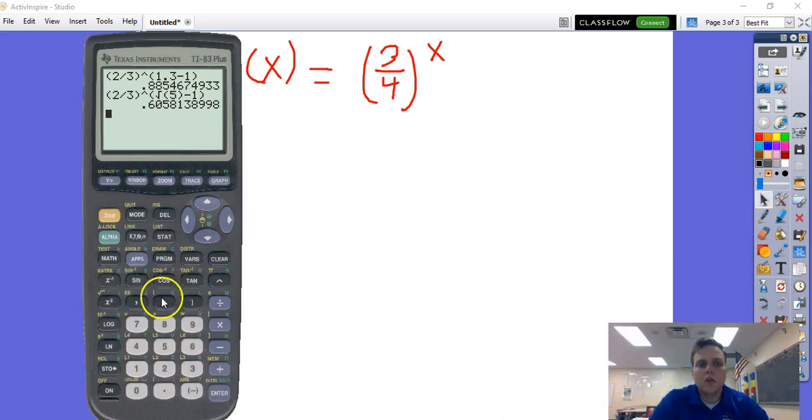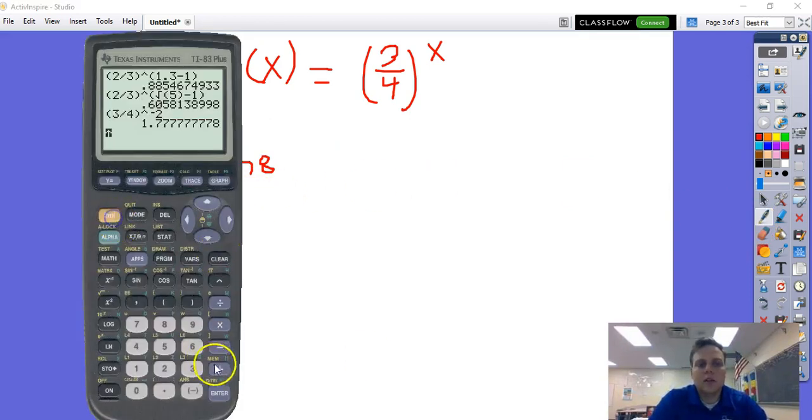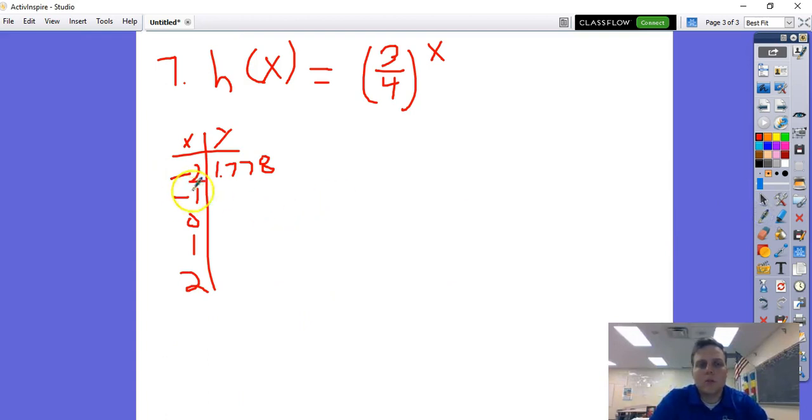So we're going to have 3 divided by 4 raised to the, the first one was a -2, I believe. So I'm going to round that to 1.778. That's just slightly above 1.5. It's 1 3/4 pretty much. Now I'm going to plug in a -1. Second insert, -1. So I get 1 1/3. So 1.3 repeating.